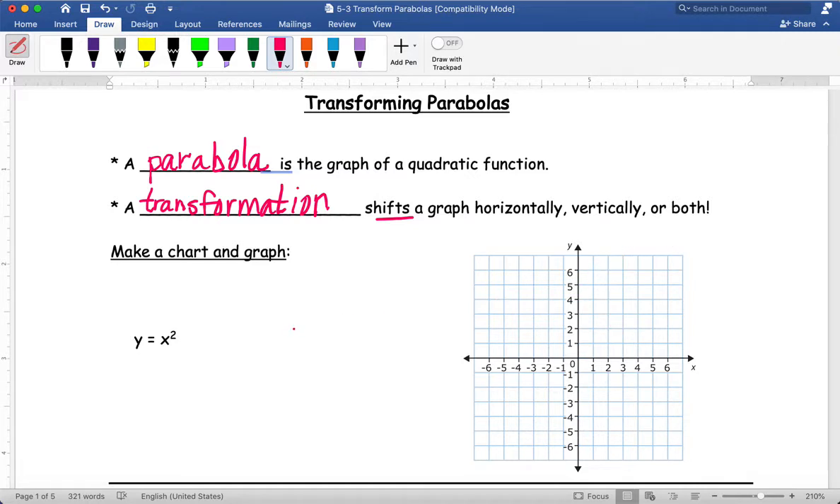We're going to make a chart and graph. If you recall, your basic is called the parent function. And we saw this with absolute value. We're going to do the same thing. Okay? So notice, there's nothing else here with x squared. It's just x squared. This is the parent function. It would behoove you to memorize these points for the parent function.